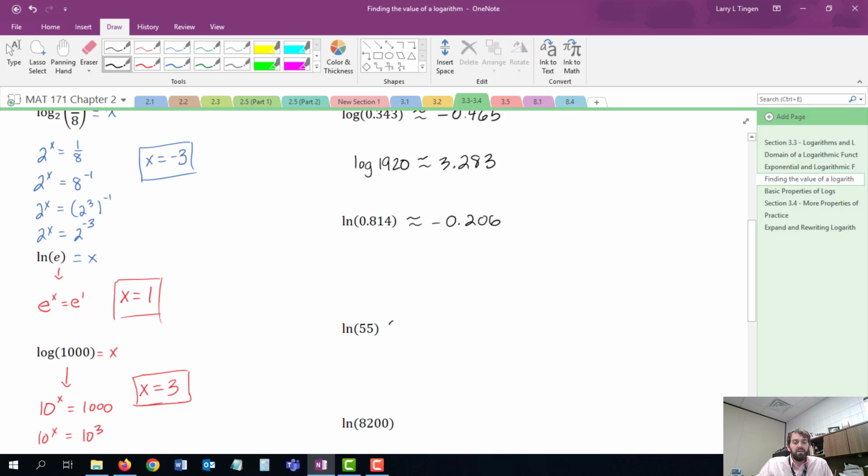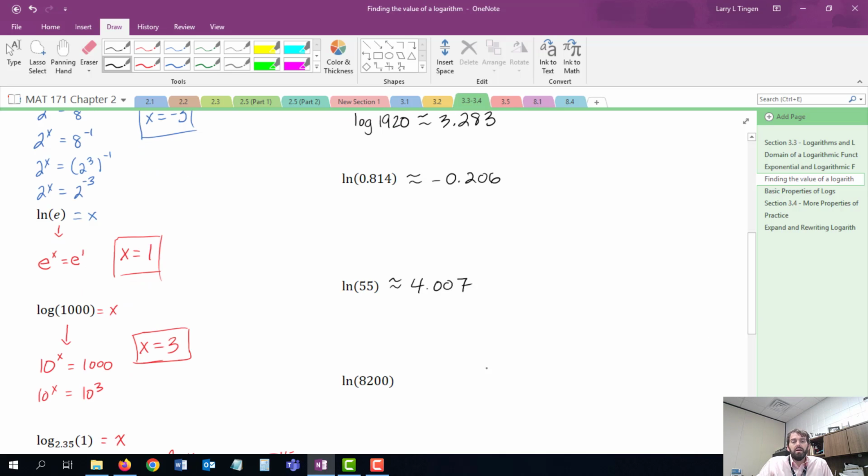Natural log of 55. What power do I raise e to get 55? Turns out that's just a bit over 4. And then natural log of 8,200. What power do I raise e to get 8,200? And the answer is just a bit over 9.